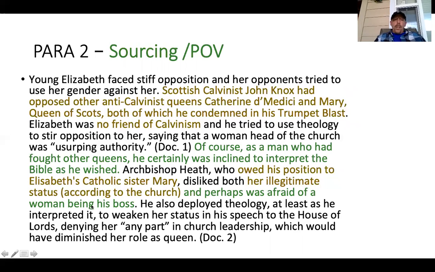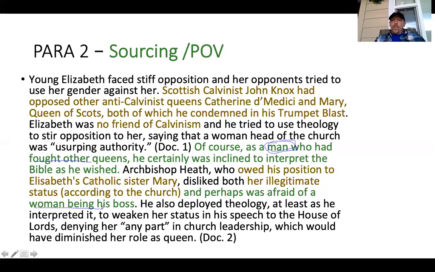Now I want to talk about point of view. Okay, what can I do with point of view? So why not mention the man part? I mean, we can certainly use that, but I want to do more than that. And notice I said he fought other queens. And then here, perhaps this archbishop is afraid of a woman being his boss. Notice how I've connected gender to point of view. And I've gone a little bit beyond just saying, yeah, these guys are guys. We've kind of gone a little deeper.